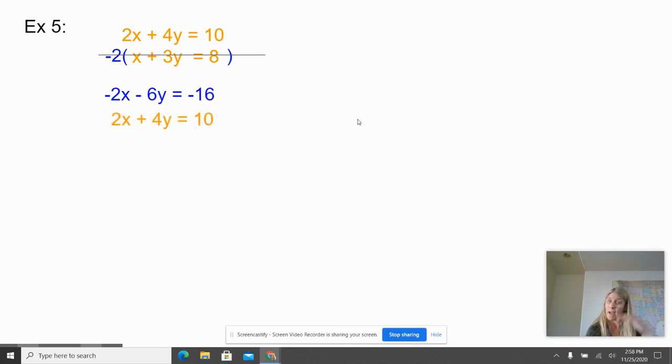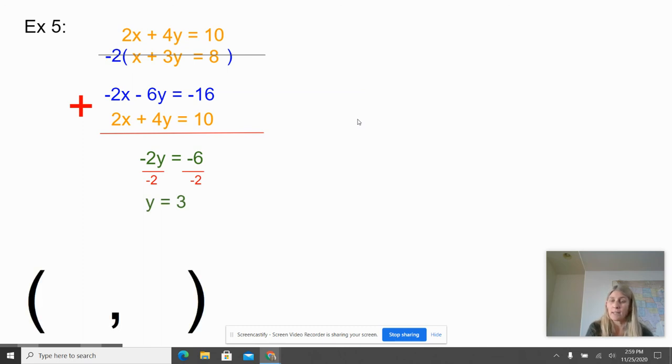And now I have my opposites. So I'm ready to go ahead and add. Negative 2x and 2x cancel each other out. Negative 6y plus 4y is negative 2y, and negative 16 plus 10 is negative 6. We have negative 2y is equal to negative 6. So we're going to go ahead and finish solving for y by dividing both sides by negative 2. That gives us y is equal to 3.